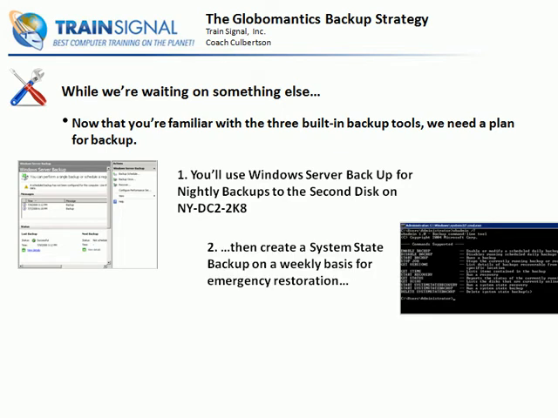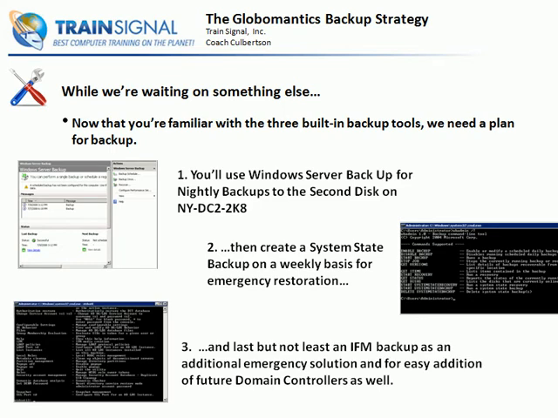So we're going to be setting up our Windows Server Backup for nightly backups to the second hard disk on NYDC2. Then we're going to create a system state backup on a weekly basis for emergency restoration. Now, a system state backup, remember, only saves out the guts of your Active Directory, so it's going to be a little bit smaller than your standard Windows Server Backup files are going to be. Then last but not least, we're going to create an IFM backup as an additional emergency solution and also for easy addition of future domain controllers as well. IFM backups we can use to create new domain controllers, or we can use it to recreate domain controllers in case they blow up. Okay?